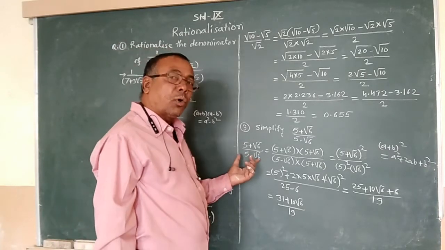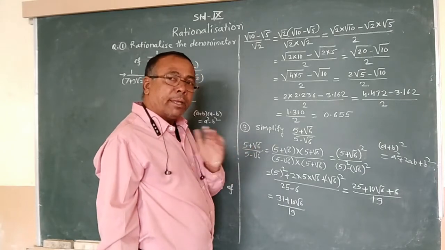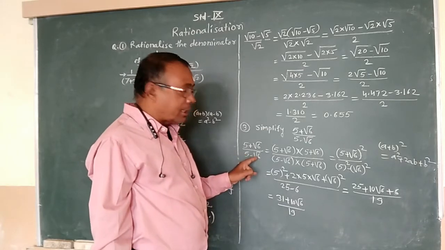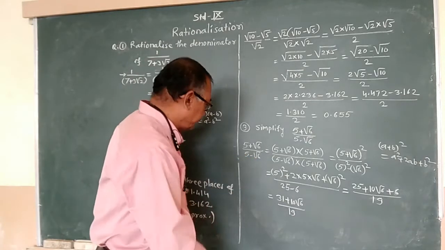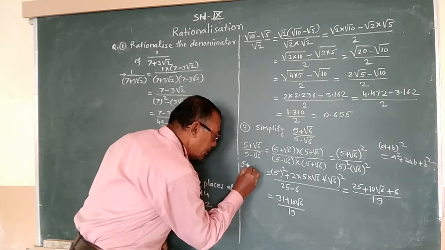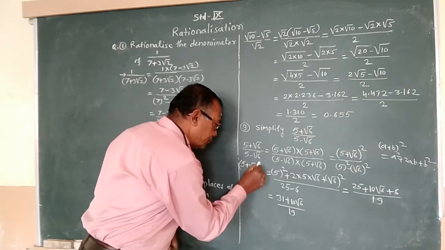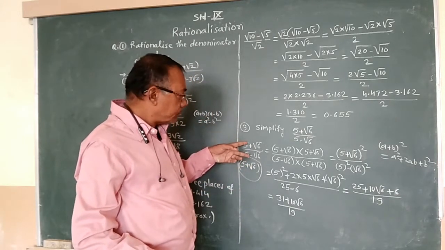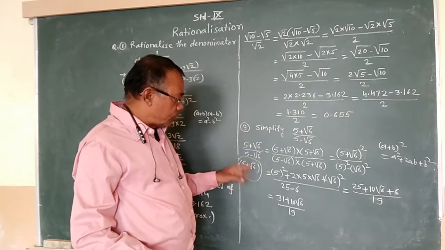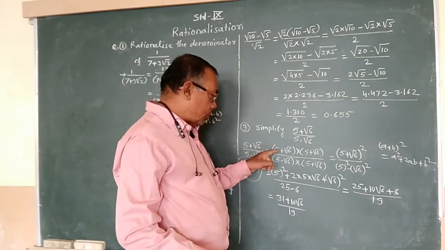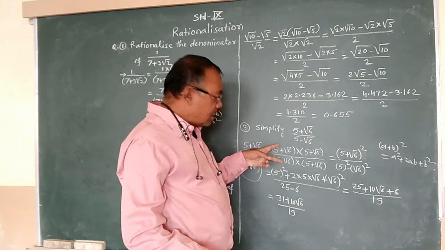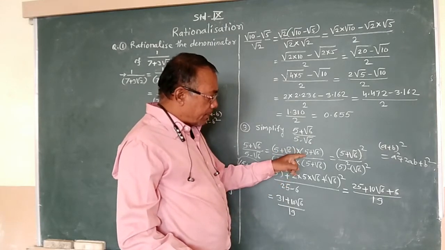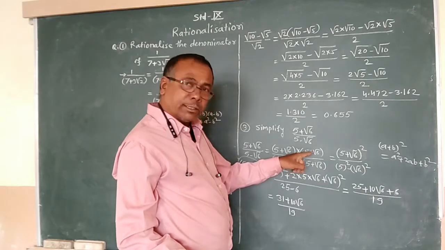Then we have to take the conjugate pair, and multiply the numerator and denominator by that conjugate pair. That means if 5 minus root 6 is there, then we will get its conjugate pair 5 plus root 6. So we have to multiply the numerator and denominator of the given expression by 5 plus root 6. Here I have written 5 plus root 6 upon 5 minus root 6, that is the given expression, and the numerator and denominator of this expression are multiplied by 5 plus root 6.